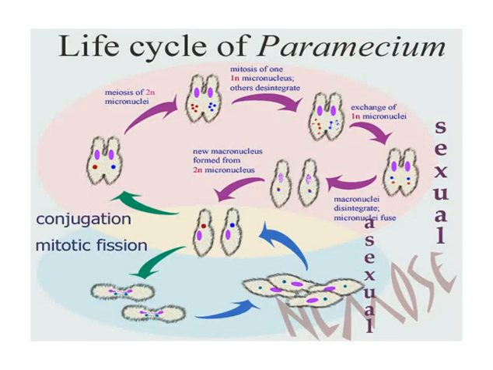So this is the life cycle of a Paramecium by way of asexual reproduction and sexual reproduction.